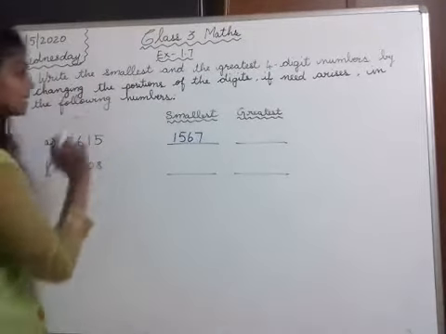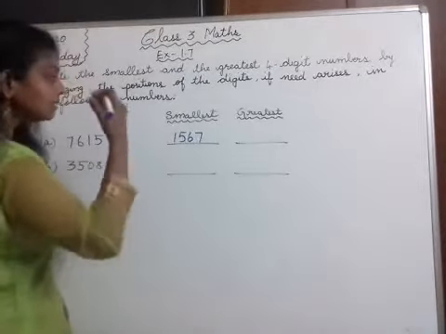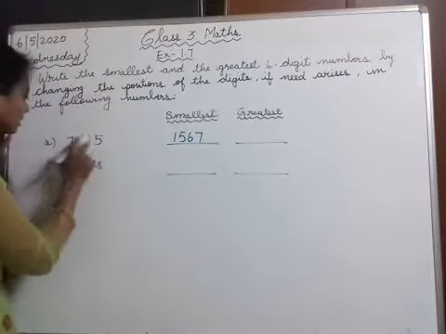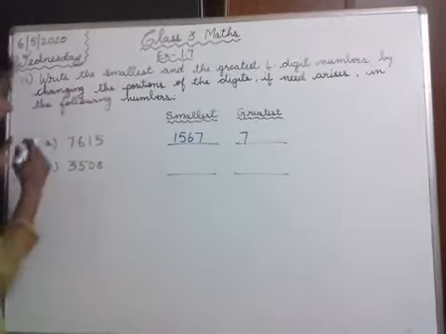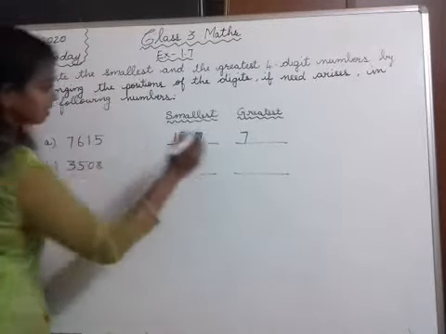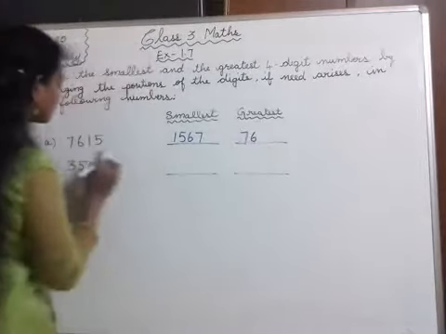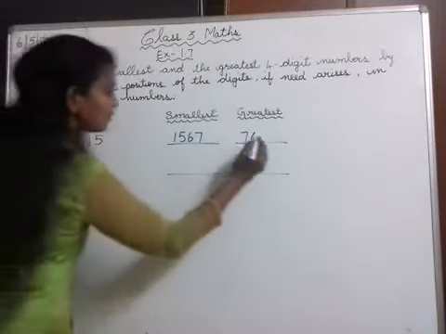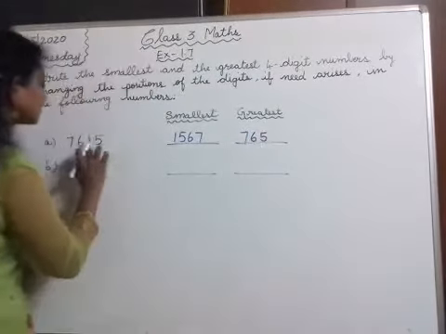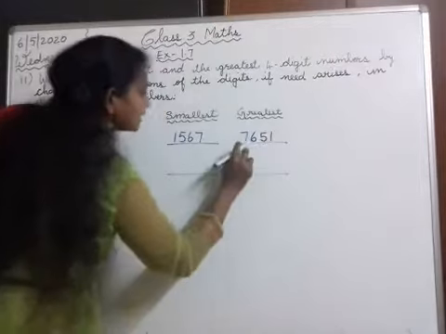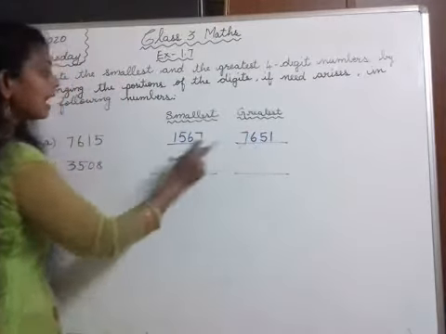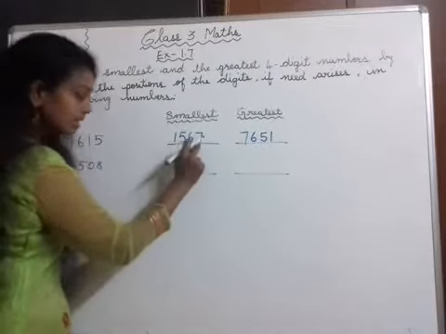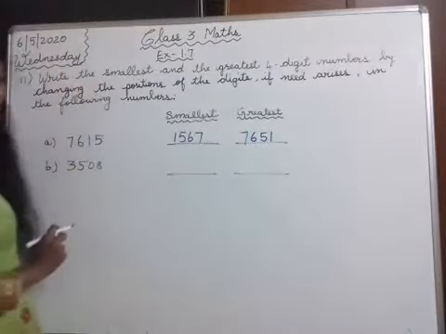Next, the greatest number. We have to start with the big number, which is the big number here? 7. After that, which is the next big number? 6. After 6, the next number will be 5. And the last number will be 1. 7651 is the greatest number and 1567 is the smallest number here.